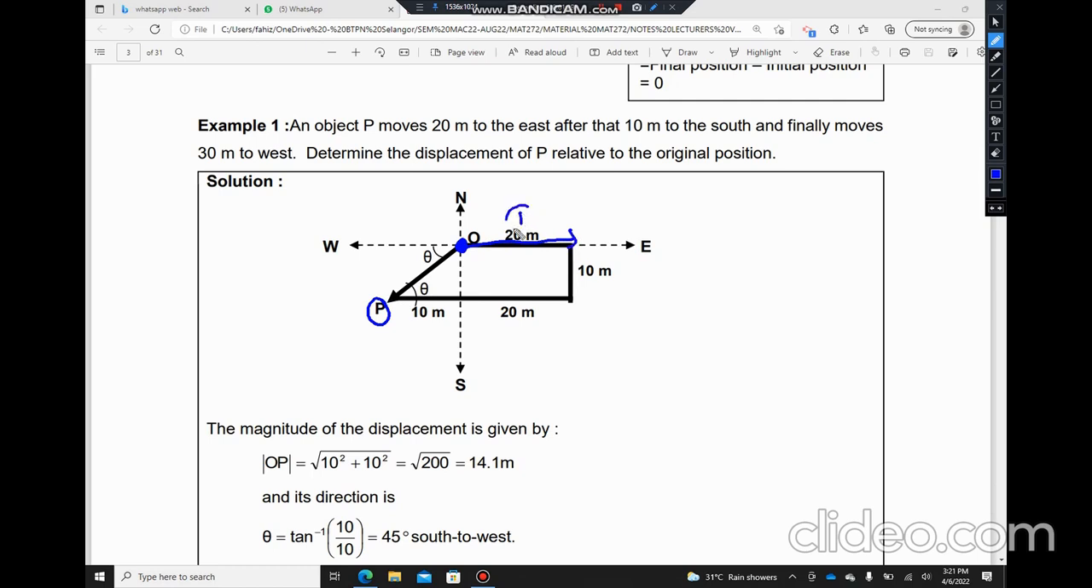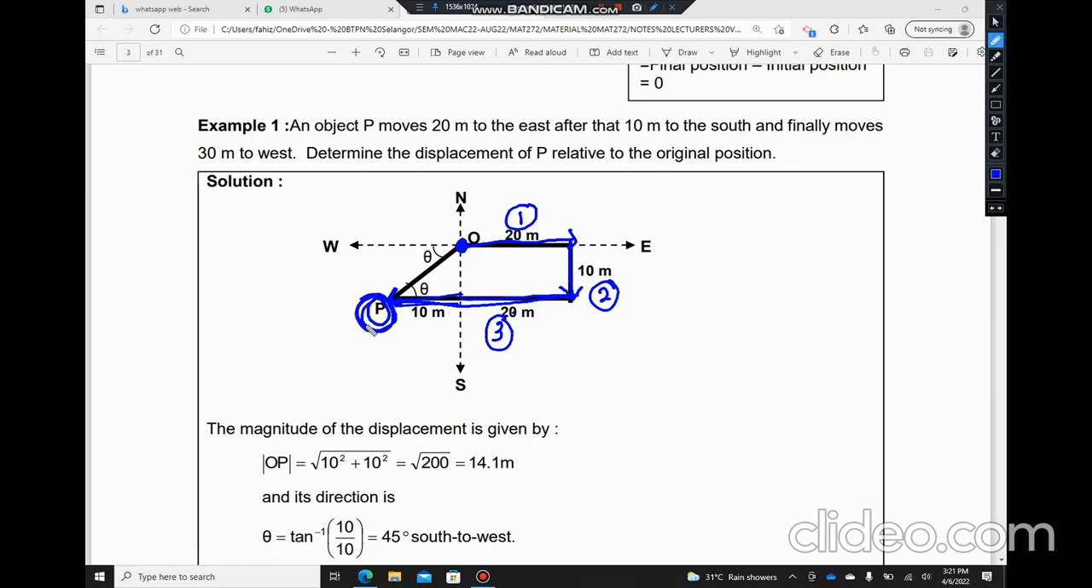So nampak tak yang ni first pergerakan dia, and then dia ke selatan. South 10 meter, pergerakan kedua, and then move 30 meter to west. So dia bergerak ke barat 30 meter, yang ketiga. Bila kita buat bentuk trapezium, kat sini dapat 20 and then this one is 10. So yang ni adalah kedudukan akhir untuk P.